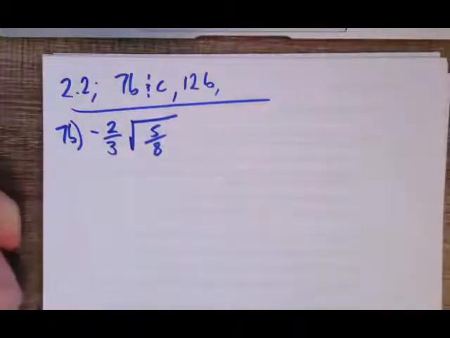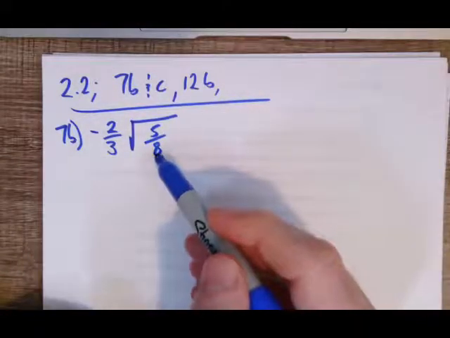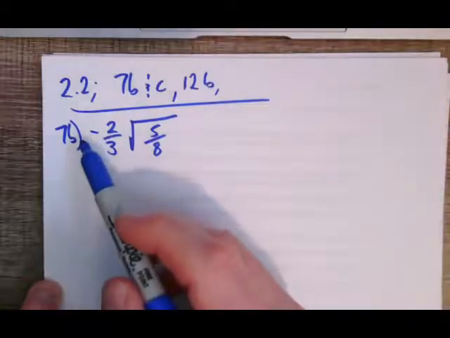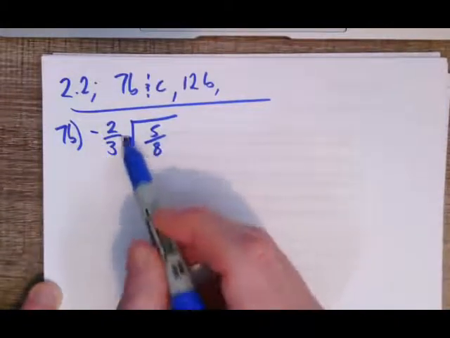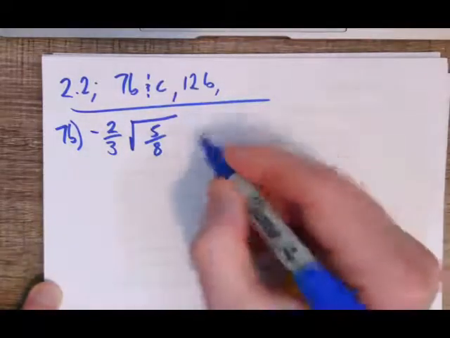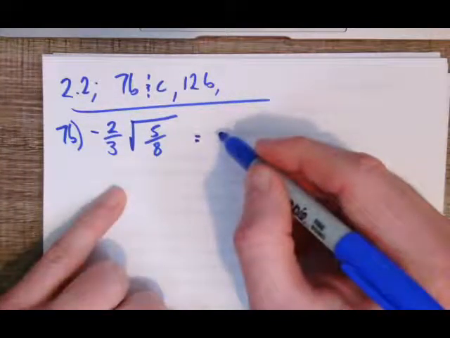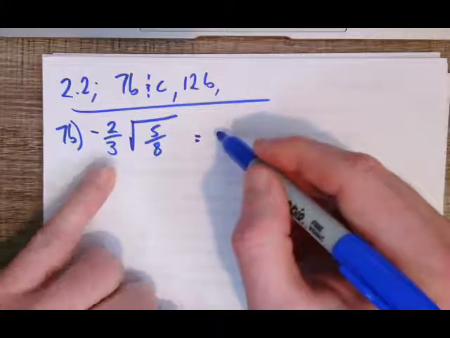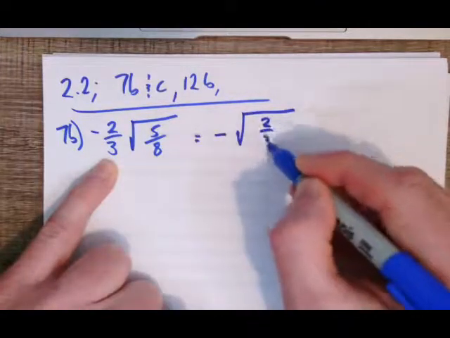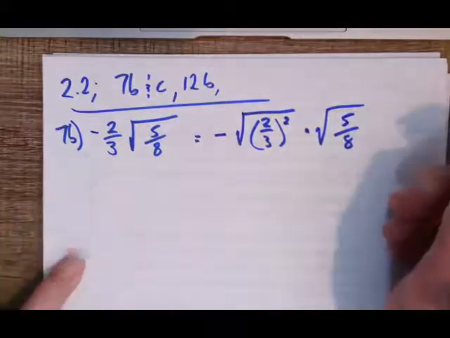So this first question, 7b, says write each mixed radical as an entire radical. So put this back in, basically. It's worth mentioning that negative does not have to go in. This is a square root, and that negative can happily stay outside. So what that equals is the root of, so it's negative, and then the root of 2/3 squared times the root of 5/8.